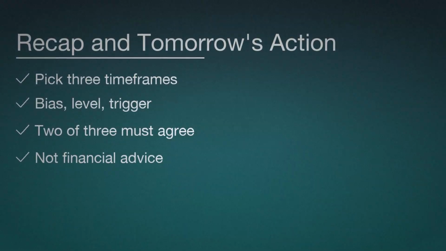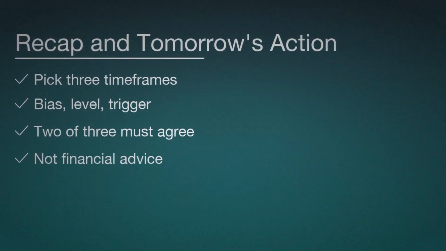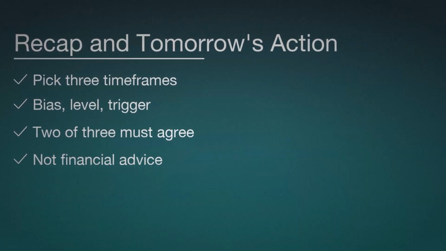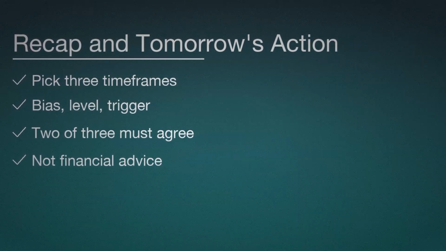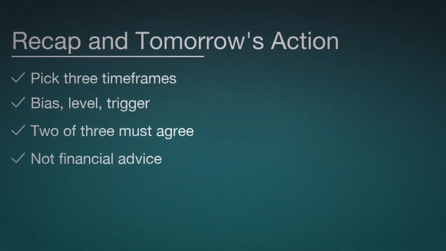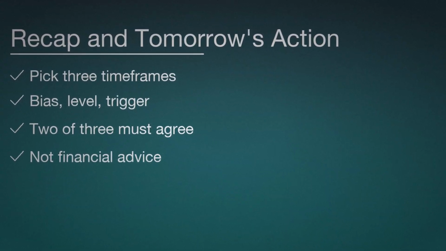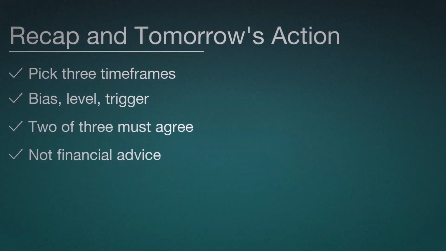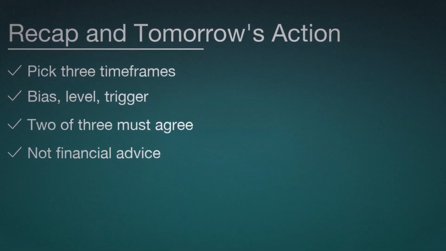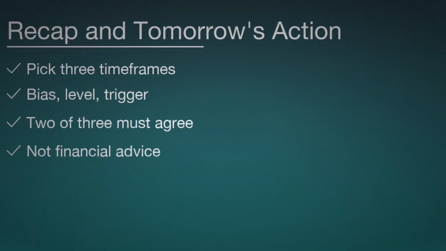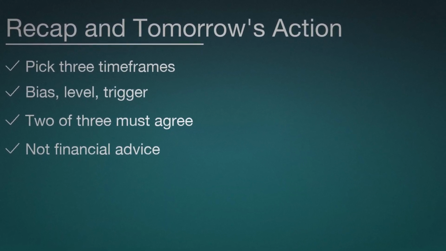To apply this tomorrow, do 3 things. Pick 3 timeframes respecting the 4 to 5 multiple. Define your bias on the highest, your levels on the middle, your trigger on the lowest. Only take trades where at least 2 of the 3 agree, and never trade against the highest timeframe trend without a clear reversal thesis. Multi-timeframe analysis is not magic, it is just disciplined context.